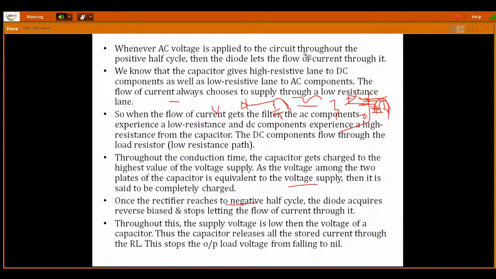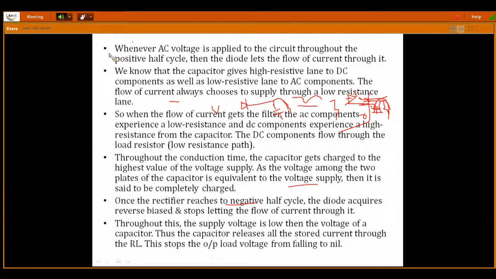From this slide, what it is saying is, during the positive half of the cycle, the diode will conduct. Since the diode is conducting, at the output of the diode you are getting both the AC component and the DC component. The capacitor offers a high resistance path for the DC component. That's why the DC component chooses the low resistance path. For the AC component, the capacitor offers a low resistance path. That's why the AC components flow through the capacitor.